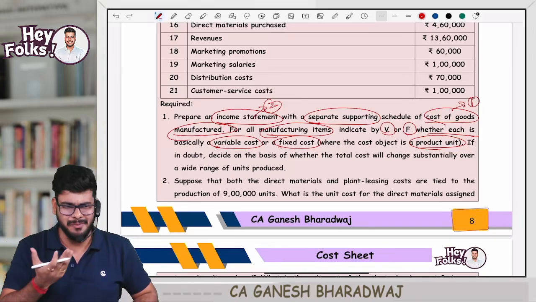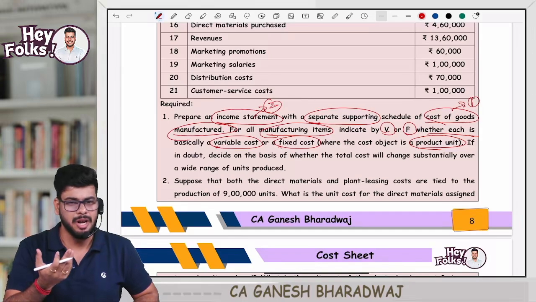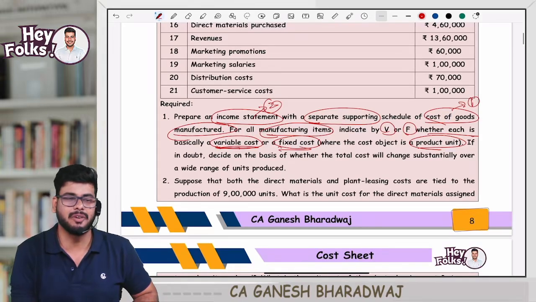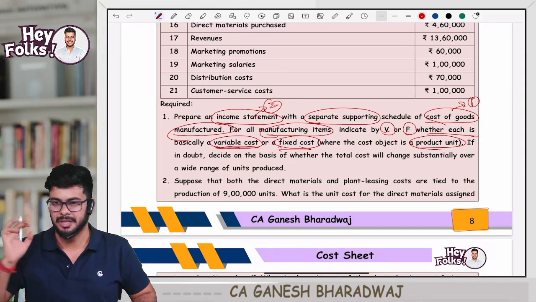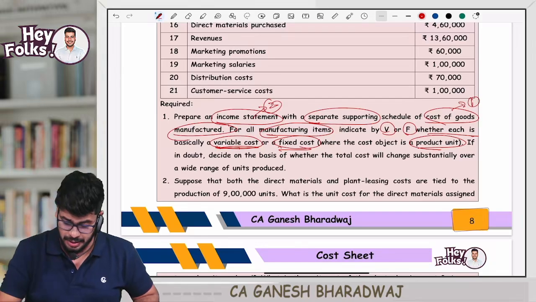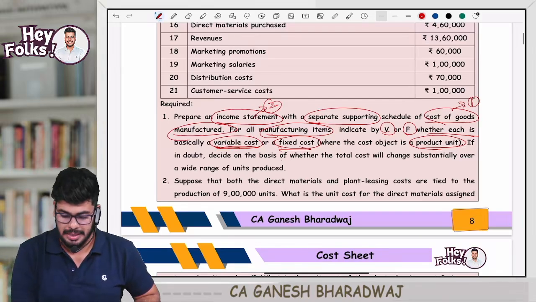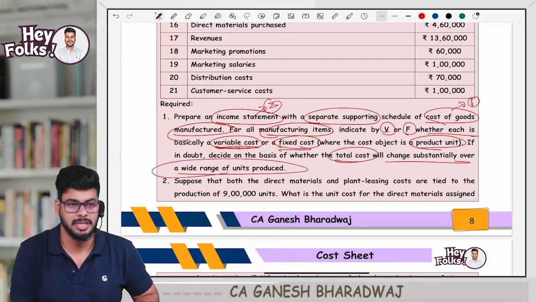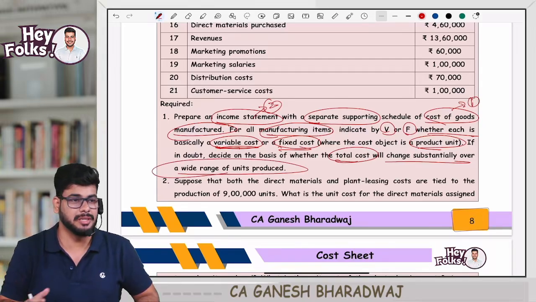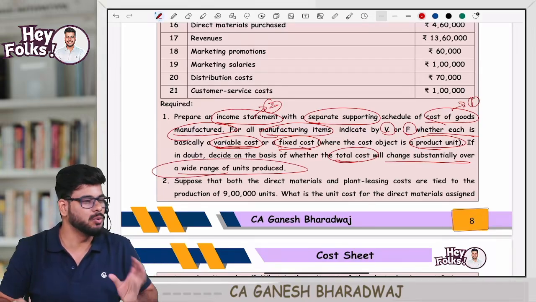Now in this case, is the variable and fixed classification relevant? No, but they have just asked it in the question. Just mention whether it's variable or fixed. Are you all able to understand this? If in doubt, decide on the basis of whether the total cost will change substantially over a wide range of production. Sir, I don't know whether this is variable or fixed. This could be semi-variable. They don't want to get too technical about it.